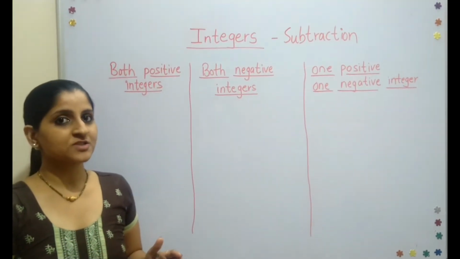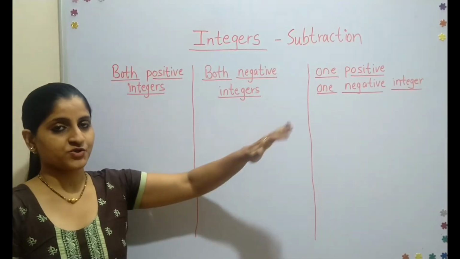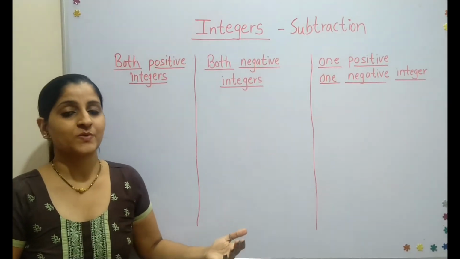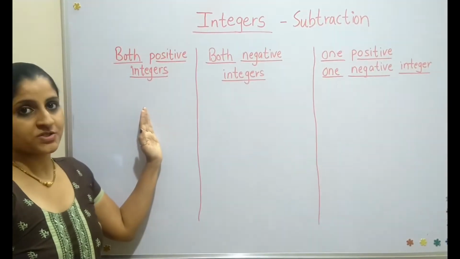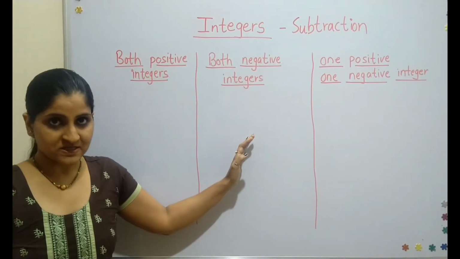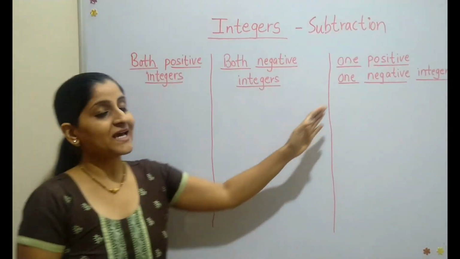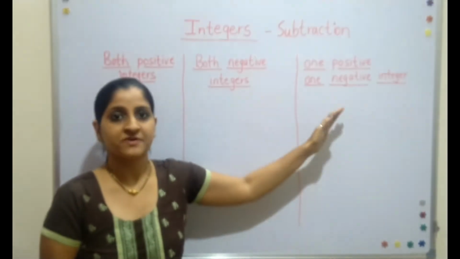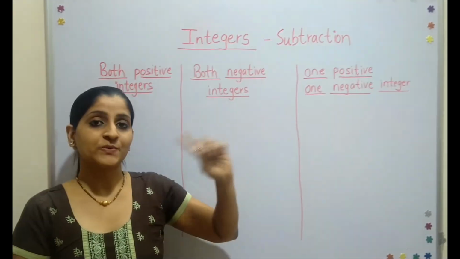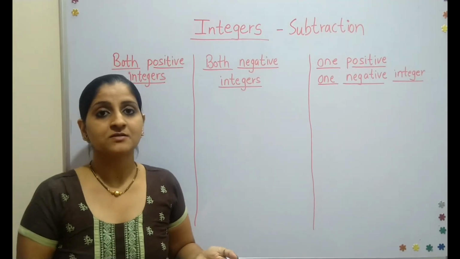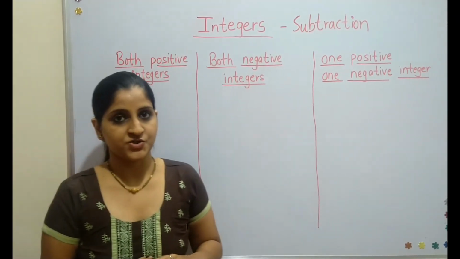Now we are going to focus on subtraction of integers. Again, there will be three different criteria while subtracting as well. When both the integers that we are subtracting are positive, both the integers that we are subtracting are negative, and of the integers that we are subtracting, one will be positive and one will be negative. So we'll take one example each and we will explore and learn the rules for subtraction of integers.